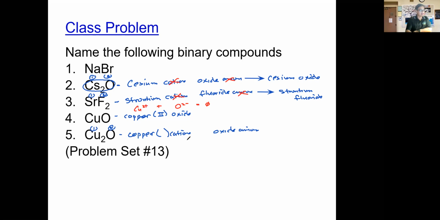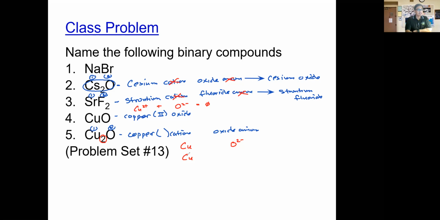Again, oxide is a 2-. So let's go ahead and write that down. Always start out with the anion. The anions don't have multiple charges. So start with the anion and figure out what we have here with the copper. Now we only have one oxide here. We have 2 coppers. The subscript here tells us that we have 2 coppers. Remember, that's what we've got to keep in mind.